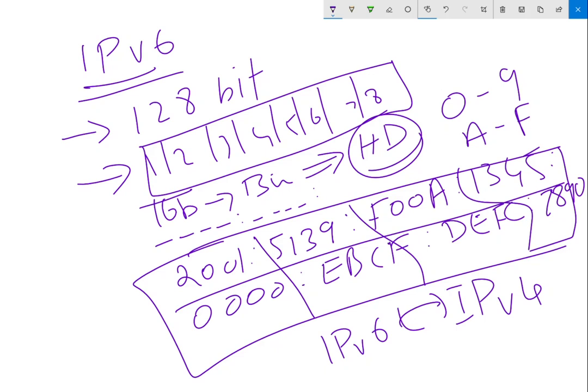Another thing I forgot to mention is that it is also very good at security. The security functions like encryption are built into IP version 6. So when you are studying advanced security, you will be looking more closely at the IP version 6 security features.